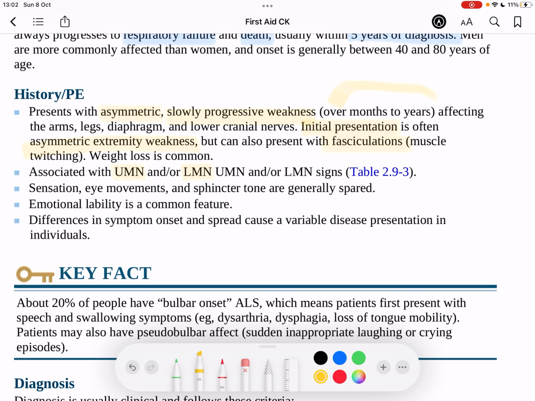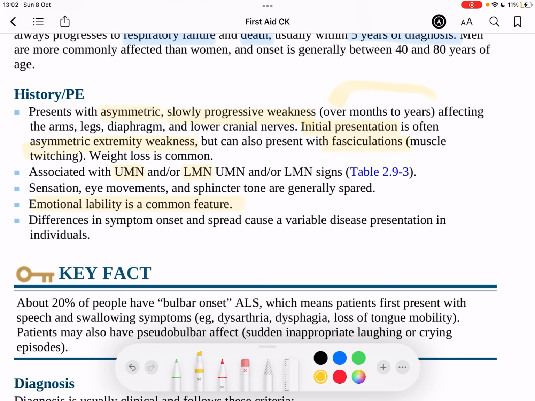So just a quick recap for you. Upper motor neuron signs, you're usually looking at hyperreflexia, an increased tone, clasp knife rigidity, Babinski sign. Whereas lower motor neuron signs, you're usually looking at fasciculations, flaccid paralysis, negative Babinski, and even atrophy of the muscle. Okay. Sensation, eye movement, and sphincter tone will be spared. People with ALS, it's almost an exclusive motor condition. You're not going to have any sensory loss at all. Emotional lability can also be seen as well, and I'm going to discuss that in a little bit more detail.